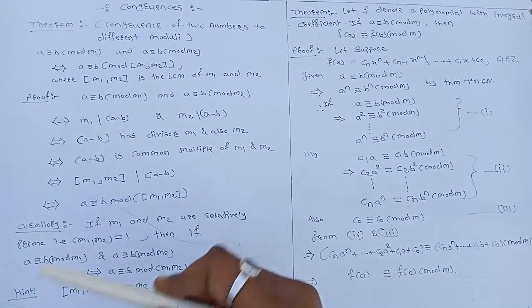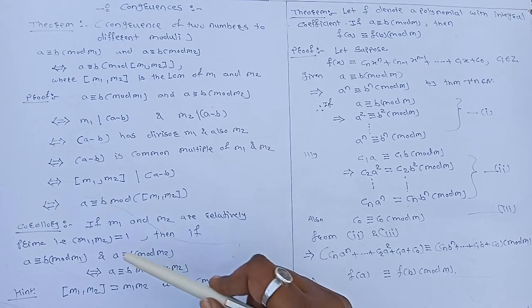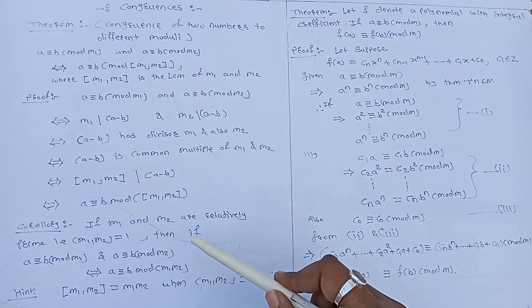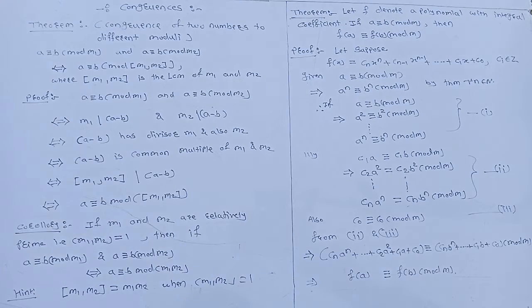Now the second corollary is that if M1 and M2 are relatively prime, that means their greatest common divisor is 1, then A is congruent to B mod M1 and A is congruent to B mod M2 if and only if A is congruent to B mod M1 times M2. To solve this, the hint is that LCM of M1 and M2 is equal to M1 times M2 when M1 and M2 are relatively prime.